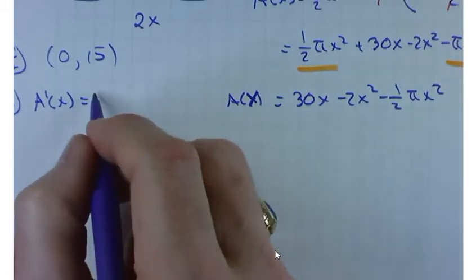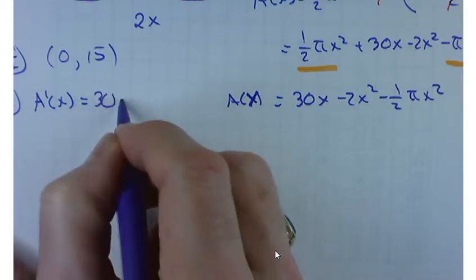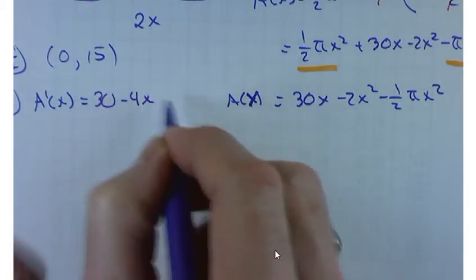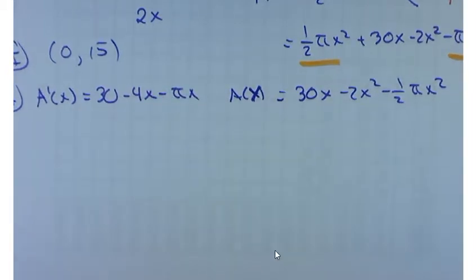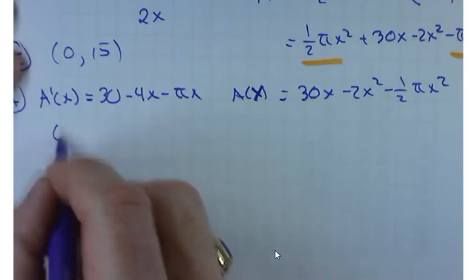So what'd you get? 30 minus... Excellent. So to find the critical point, I want to know where that's equal to 0.